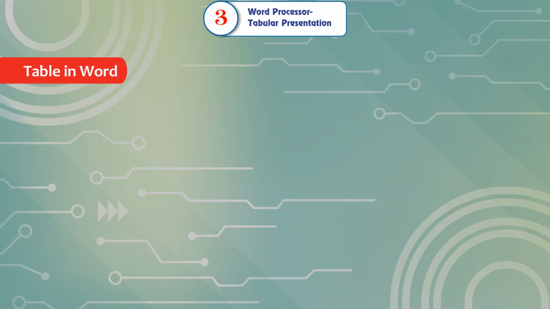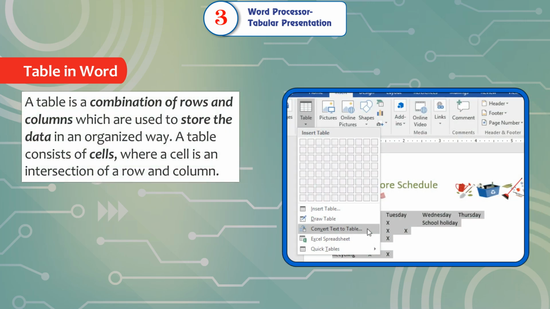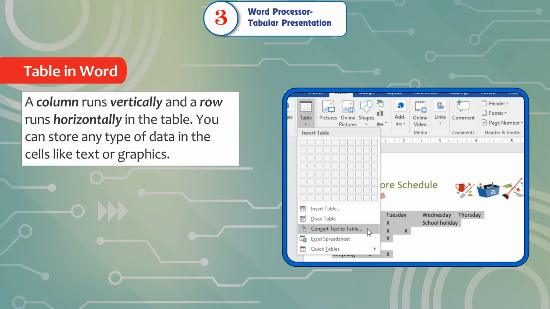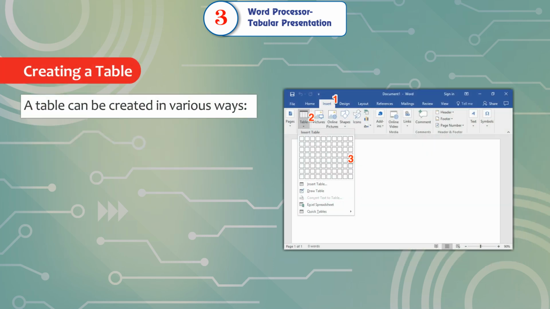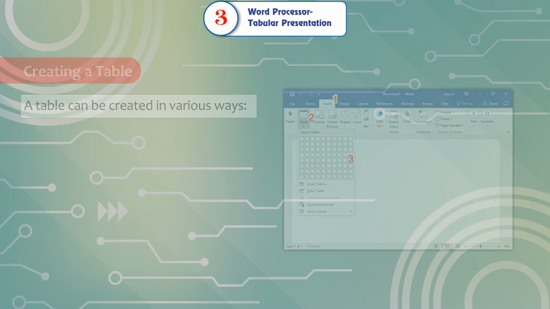Table in Word. A table is a combination of rows and columns which are used to store the data in an organized way. A table consists of cells, where a cell is an intersection of a row and column. A column runs vertically and a row runs horizontally in the table. You can store any type of data in the cells like text or graphics. Creating a table. A table can be created in various ways.